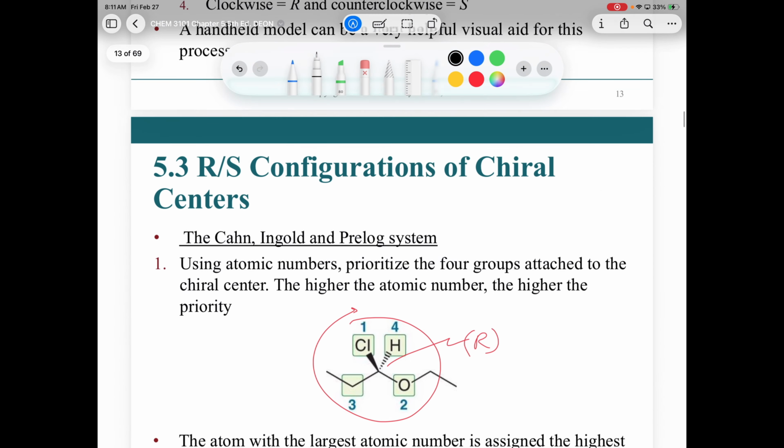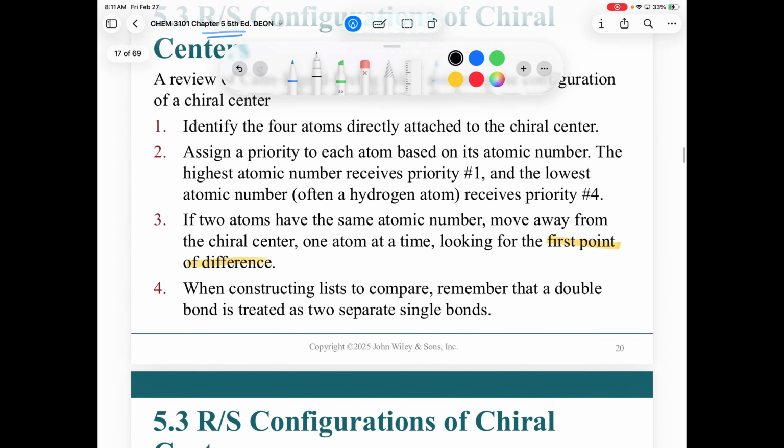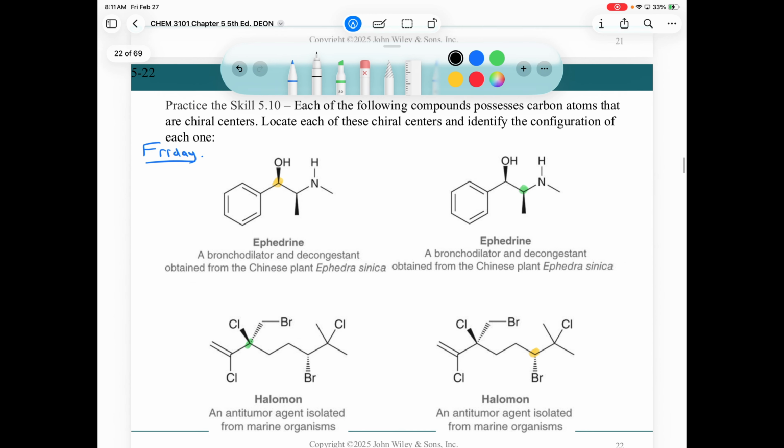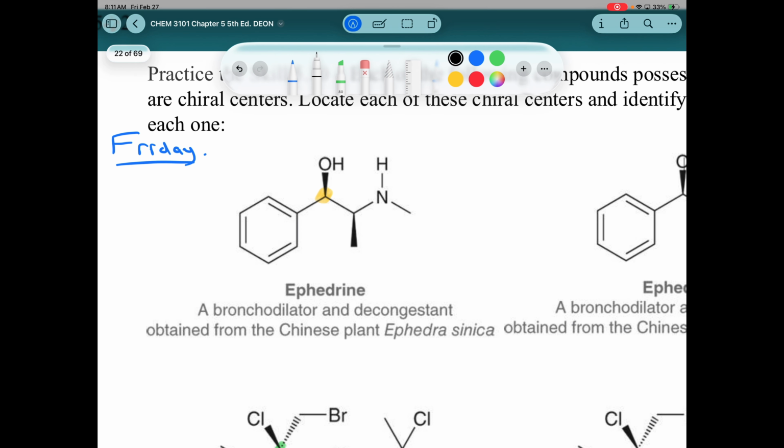So we went over the Cahn-Ingold-Prelog rules, assigning R and S. Anyhow, I think we identified some chiral centers, but we didn't identify every chiral center. And so if we take a look at ephedrine, we see that we have two chiral centers in there. And what about the one in yellow? Would that one be R or S? Well, let's review, okay? If you missed class or if you just kind of forgot, you can see that this carbon I have highlighted in yellow is attached to 4 different groups. Not 4 different atoms, but 4 different groups.